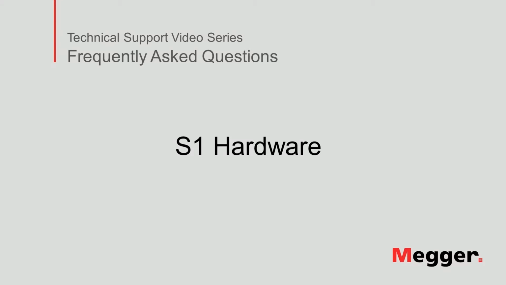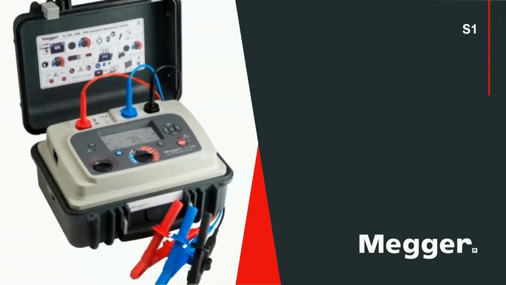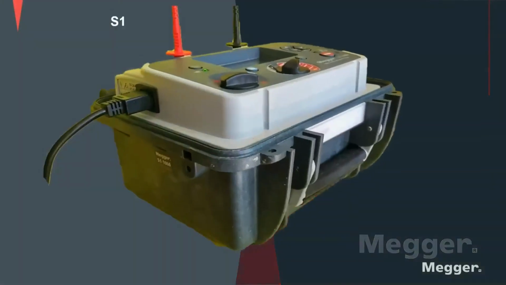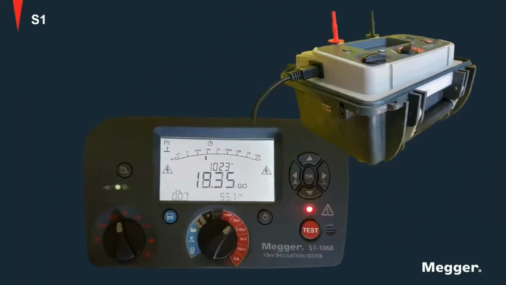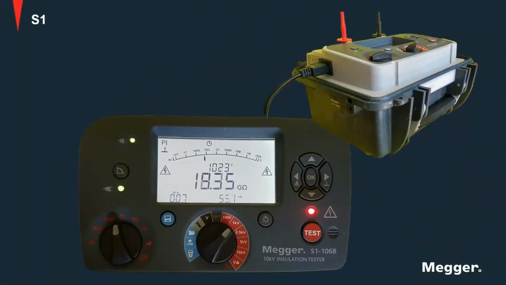In this video, we will show the hardware of the S1 insulation resistance tester. Let's get started. This is the S1 unit by Megger. The S1 is a battery-operated unit which can also be operated while connected to the line. When the unit is connected to the line, this green LED turns on.